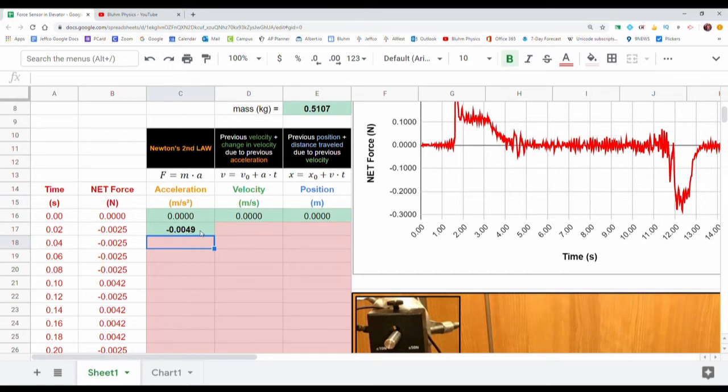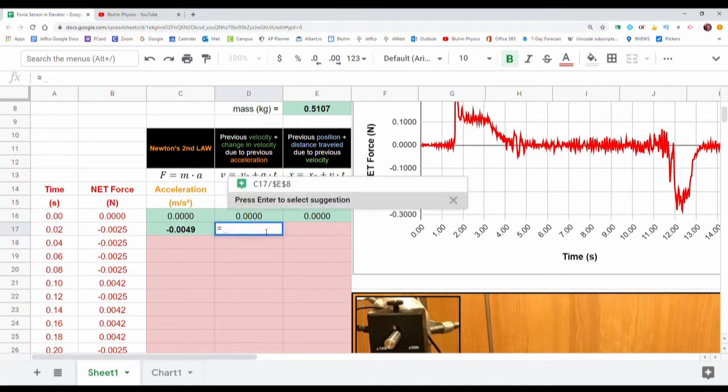So this is how fast that mass was accelerating based upon how much force was on it and how much mass it had. Now we can go ahead and calculate how fast it will be traveling. Its instantaneous velocity is going to equal its initial velocity plus how fast it's accelerating and how long it's been accelerating at that rate. So it's a formula, so I hit equals.